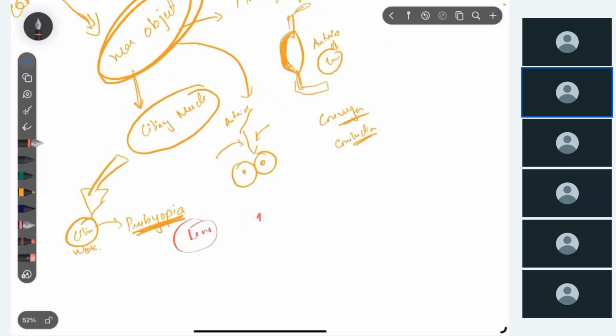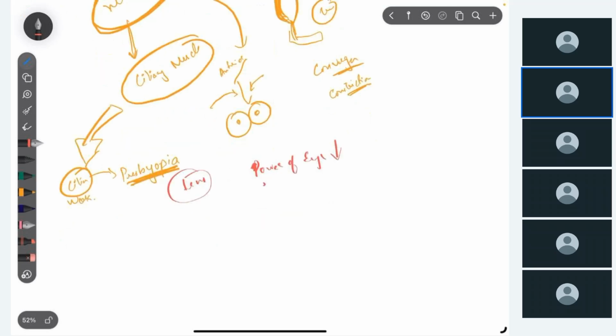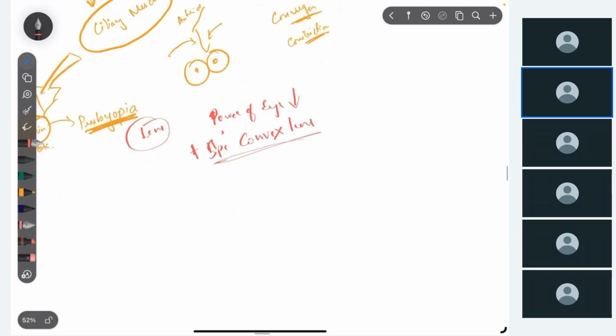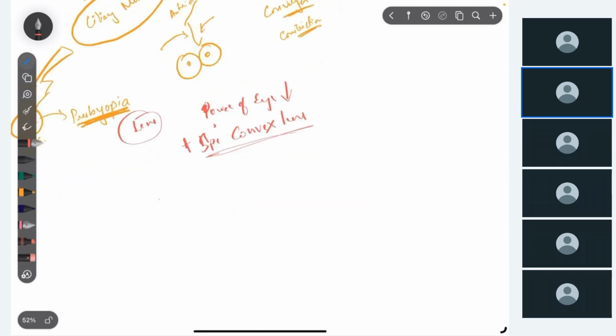So for these patients, what type of lens will you suggest? For these patients, you will give plus lenses to increase the power of the eye. That is spherical lenses, that is convex lenses. So according to the age of the patient, you need to give the lenses to him.